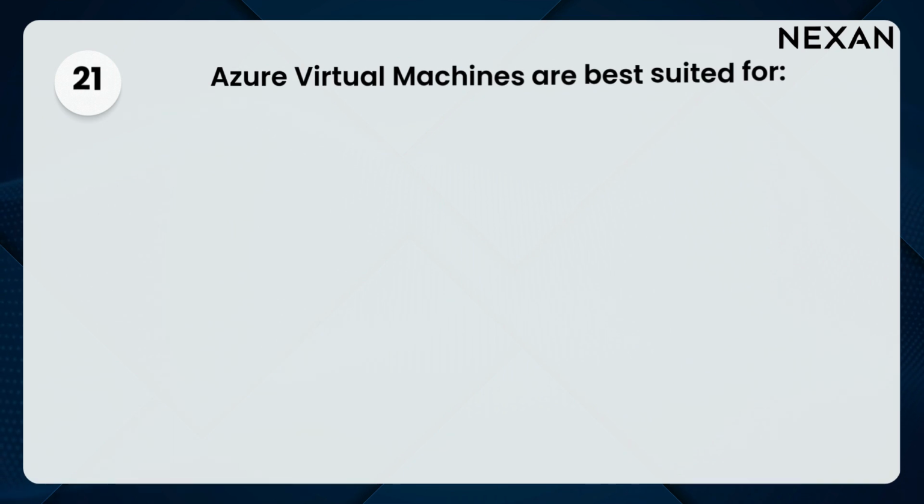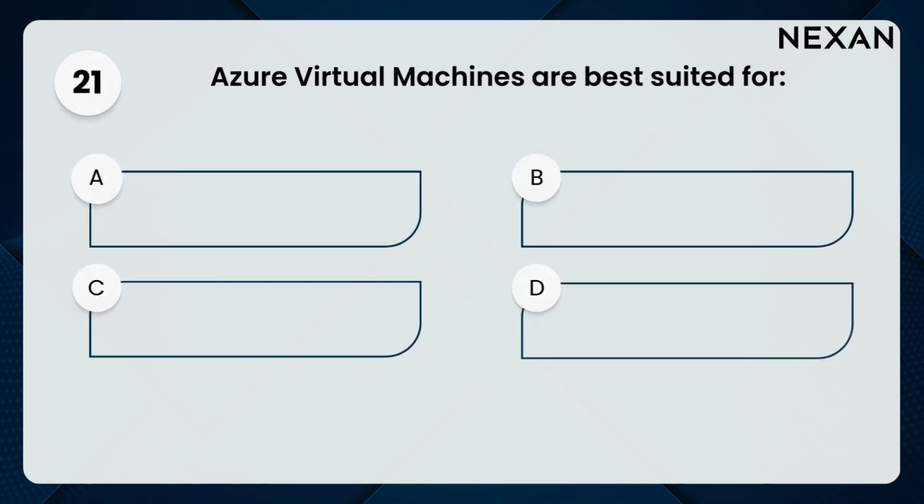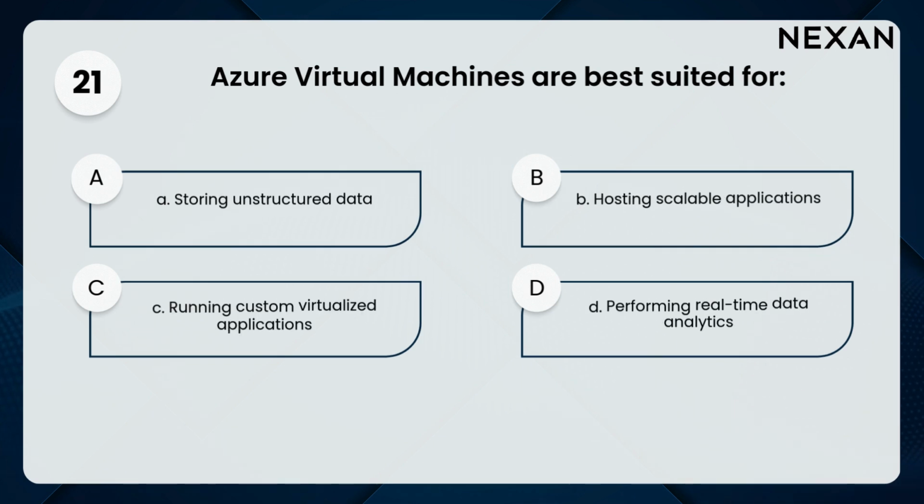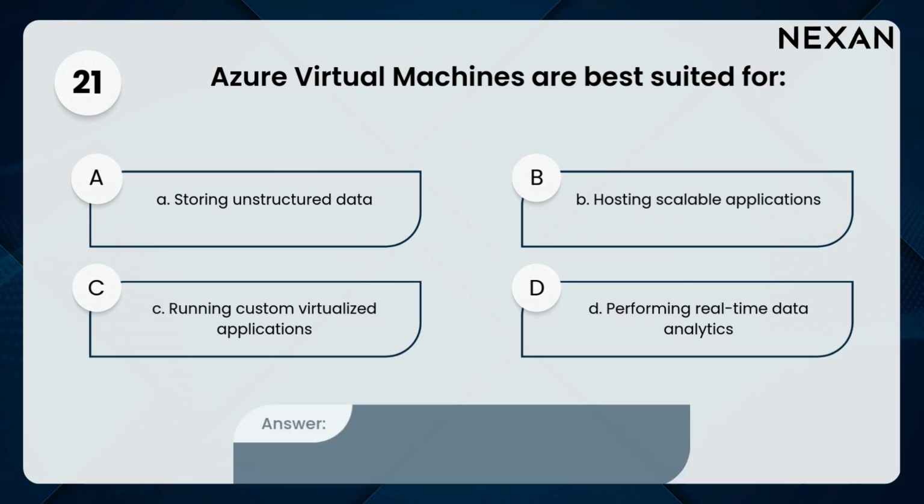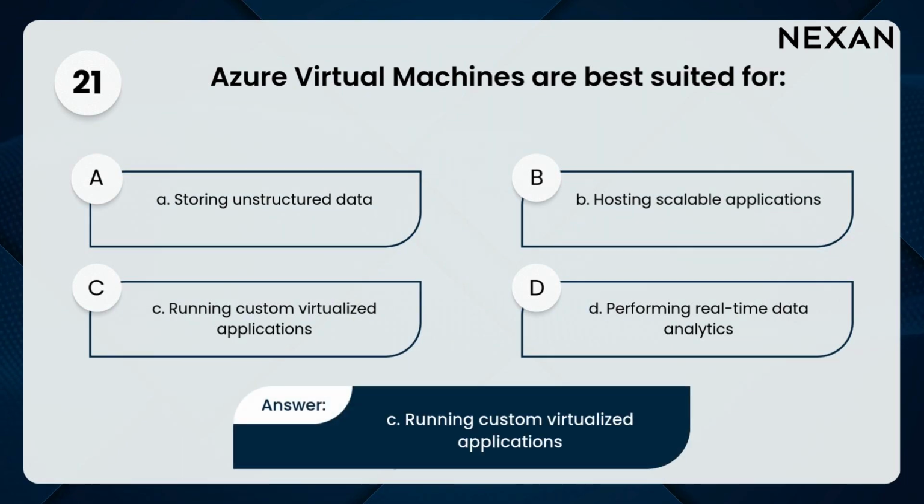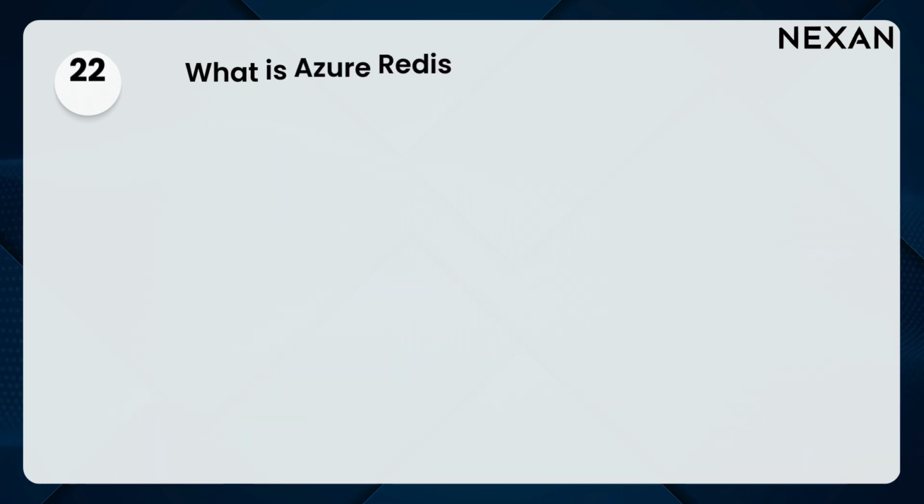21. Azure virtual machines are best suited for A, storing unstructured data. B, hosting scalable applications. C, running custom virtualized applications. D, performing real-time data analytics. Answer: C, running custom virtualized applications.